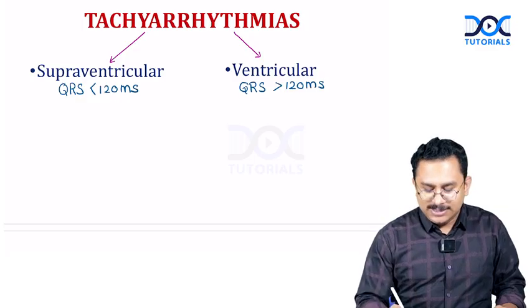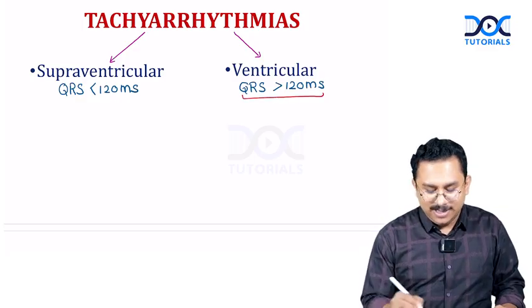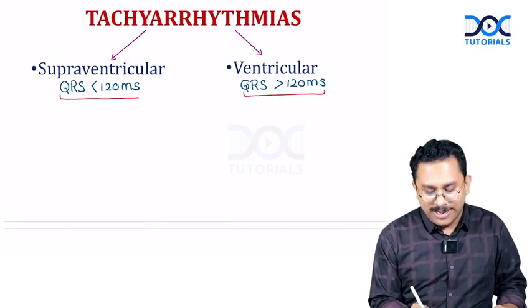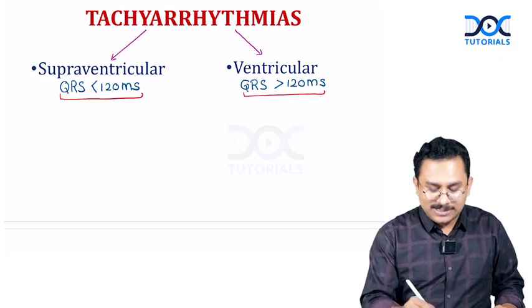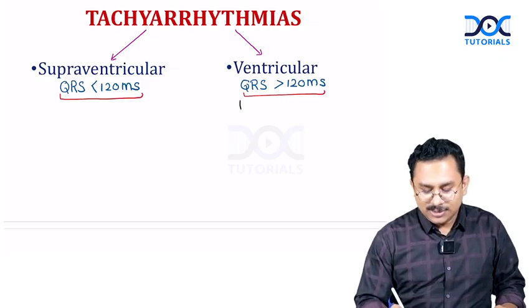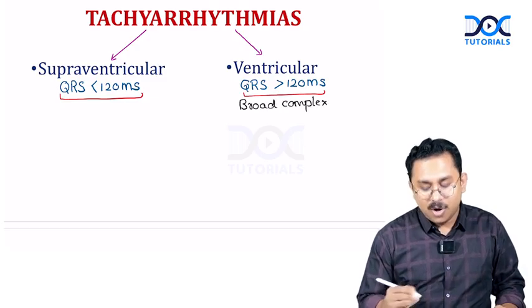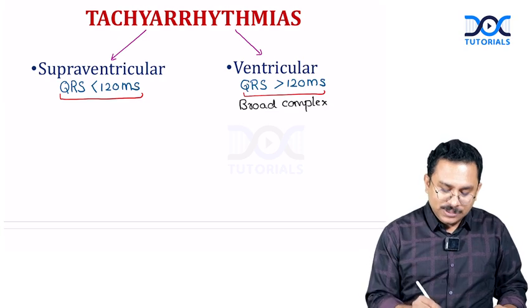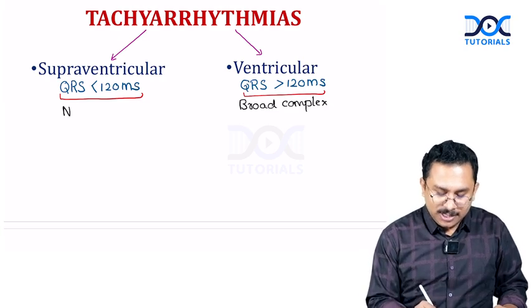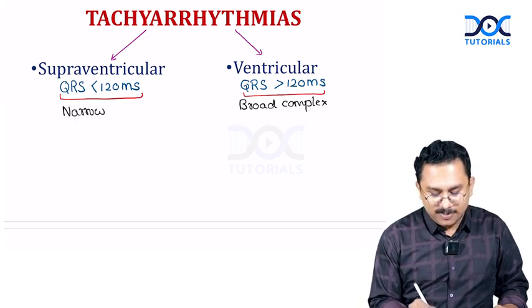Now, this ventricular tachyarrhythmia is also referred to as broad complex tachyarrhythmia. Okay, so this is also referred to as broad complex. Since the QRS complex is wide, it is called broad complex tachyarrhythmia, and supraventricular is also called narrow complex tachyarrhythmia.